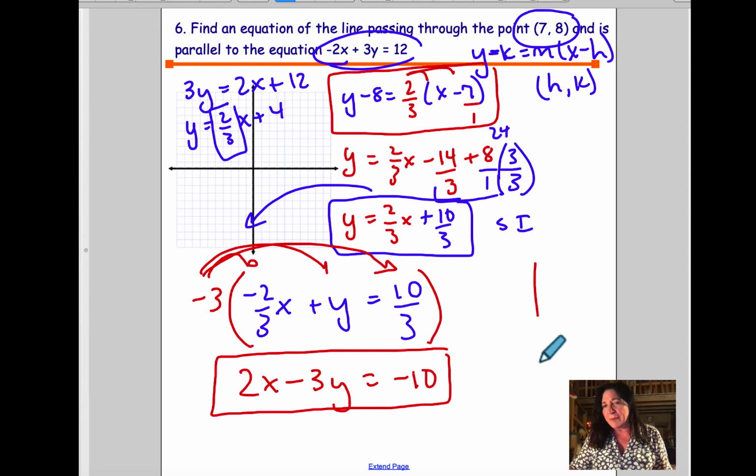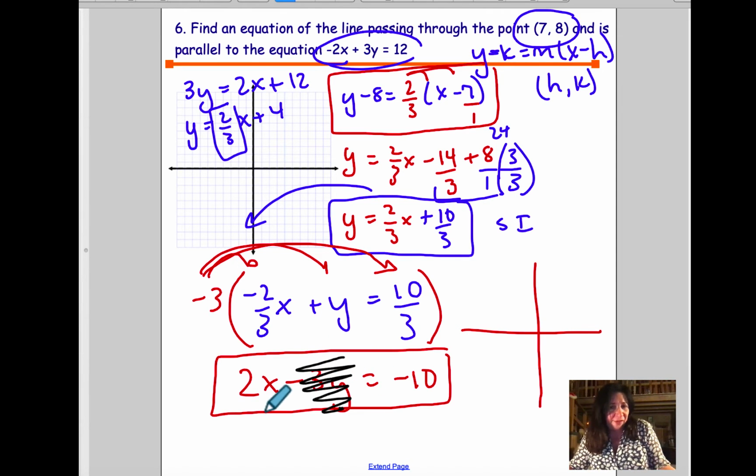And realistically, the reason why people would even use this form right here, which is standard form, is because they would be graphing by intercept. So for example, if I wanted to find the x-intercept, I'd set y equal to 0, right? Meaning I would cross this out. And so my x-intercept is -5. So that's going to be right here.